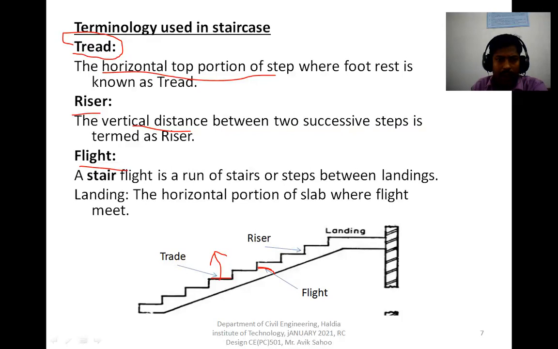And the flight. You know that this inclined slab is called flight. The flight is a run of stairs or steps between landings. And this portion is called landing, the horizontal portion of slab where flights meet. Generally the landing is used at the middle of the floor, I mean in a dog-legged type of stair, whereas in an open well stair, more than one intermediate slab is used.